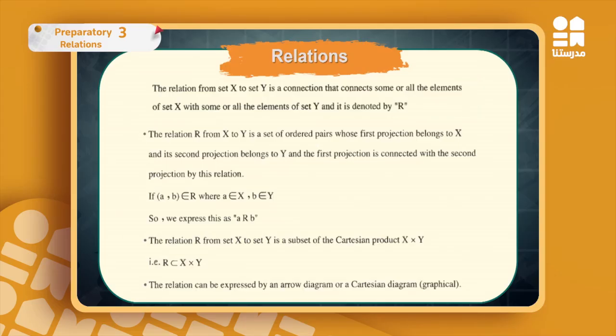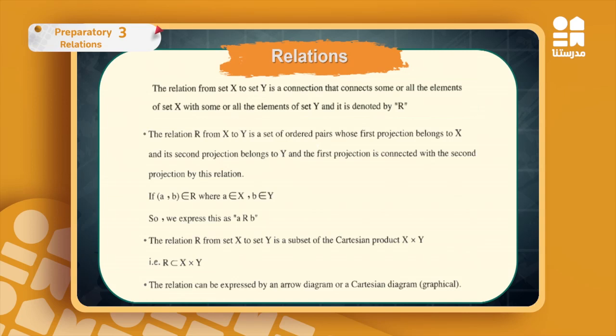Okay? Also, if I have ordered pair A and B, the ordered pair A and B belongs to the relation where A belongs to x and B belongs to y. So we can express it as A R B. A R B means the element A is related with the element B by the relation.